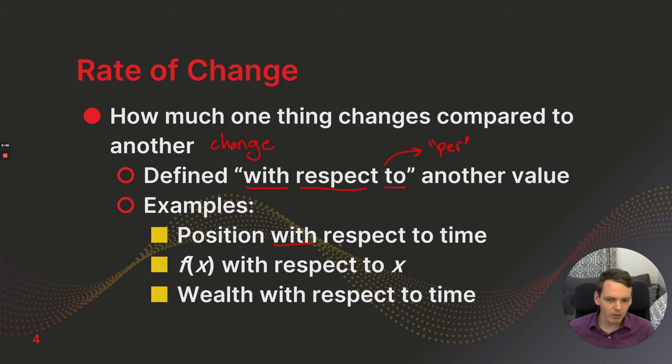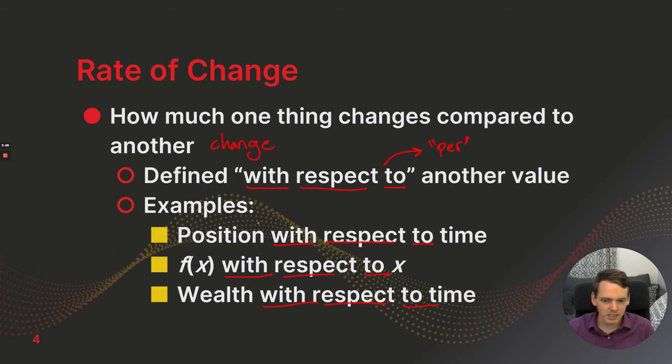Position with respect to time. f of x with respect to x. Wealth with respect to time. A lot of times when we're looking at stuff in the real world, it'll be with respect to time. If we're looking at graphs, it'll a lot of times be with respect to the horizontal axis, whatever that is. Those are just the conventions.